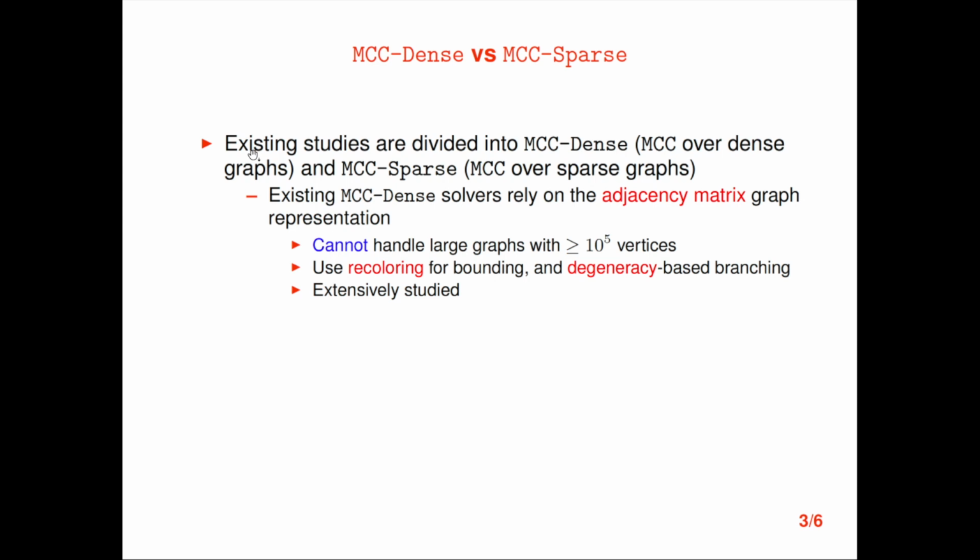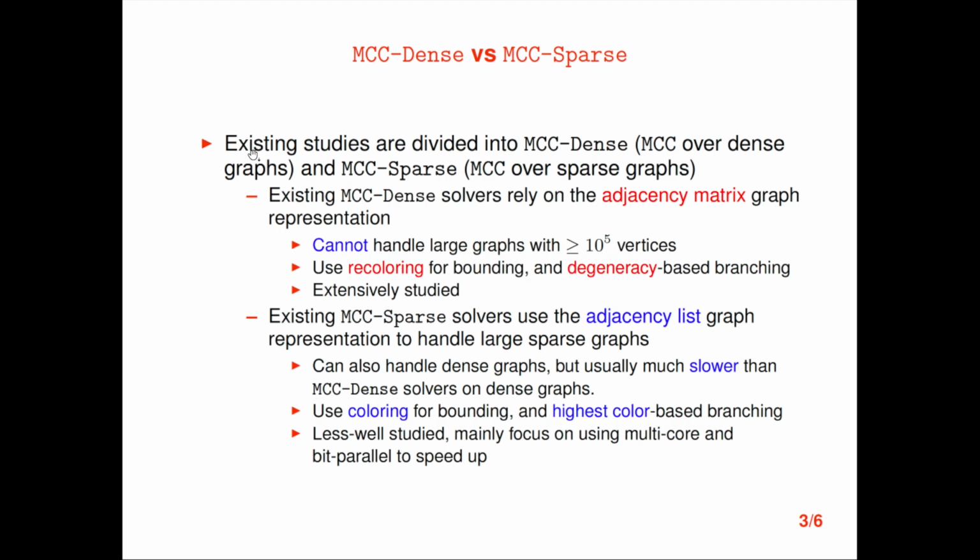Existing MCC dense solvers rely on the adjacency matrix graph representation, so they cannot handle large graphs. These solvers use recoloring for bounding and degeneracy-based branching, whereas existing MCC sparse solvers use the adjacency list graph representation to handle large sparse graphs. They can also handle dense graphs, but usually much slower than MCC dense solvers on dense graphs. These solvers use coloring for bounding and highest color-based branching.